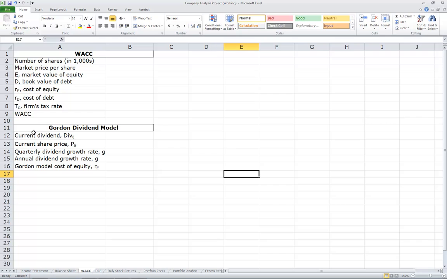First, we have to calculate the cost of equity, which we will use in the weighted average cost of capital calculation. So the first step is actually using the Gordon dividend model to calculate your cost of equity. So we are going to gather this information from Yahoo Finance.